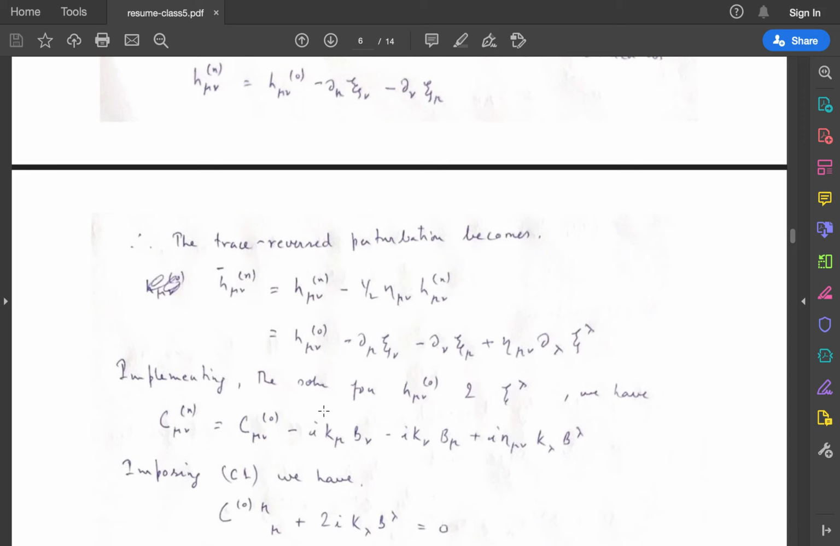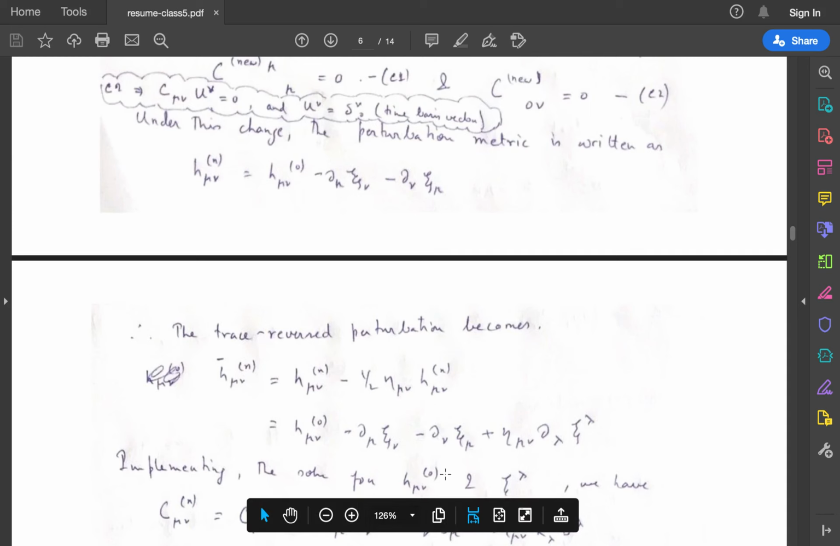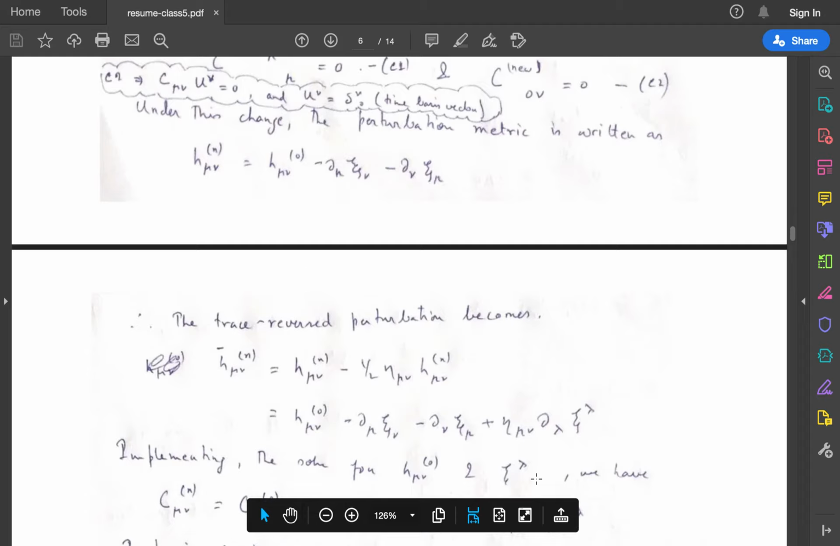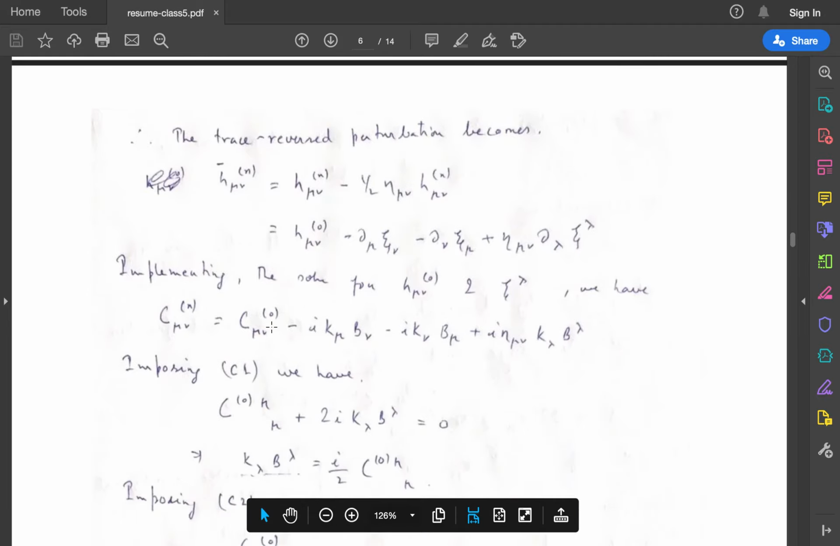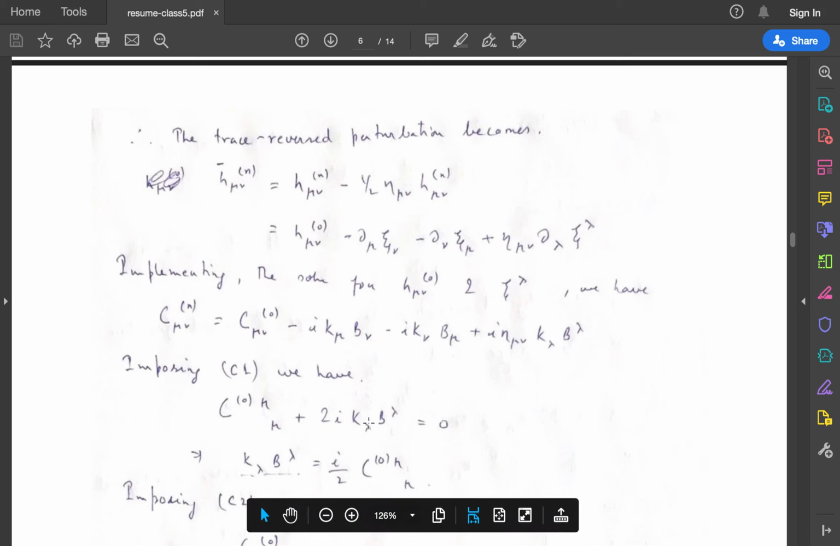Implementing the solution for h mu nu, remember the old one was c mu nu exponential i k rho x rho, and zeta mu as b mu exponential i k rho x rho. If I put them back, I can have the new coefficient c mu nu in terms of the old coefficient and in terms of b mu and b nu, that is, in terms of the b's and the old c's.